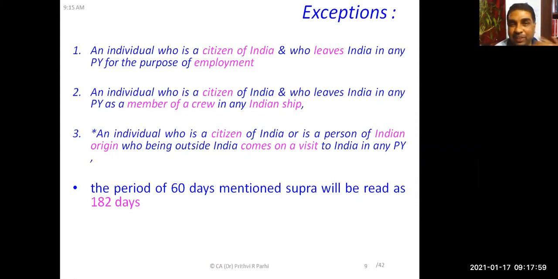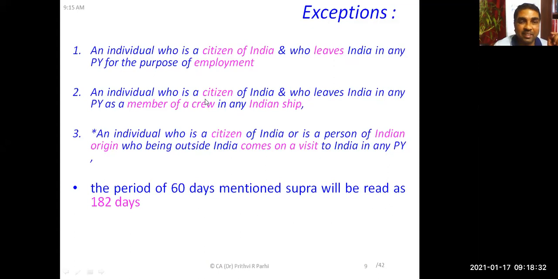Now, that is the normal rule. I will now tell you 3 exceptions to that. We have to remember 3 exceptions. First exception, you have to read. What is the first exception? An individual who is a citizen of India and who leaves India in any previous year for the purpose of employment. So if a citizen of India is leaving India for employment, that is one exception. We'll see what that exception is.